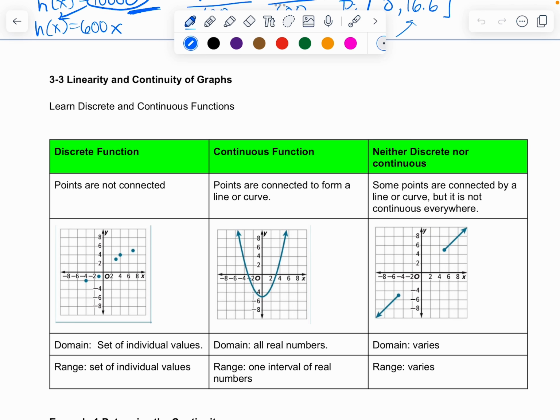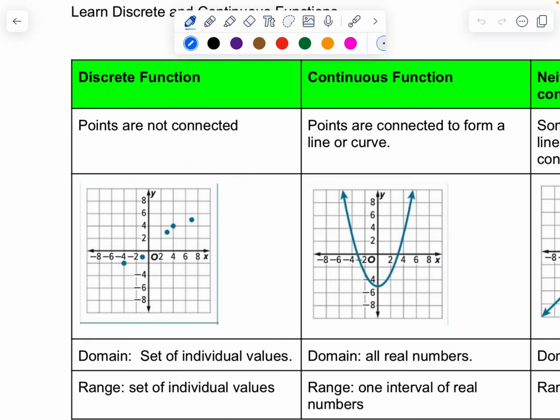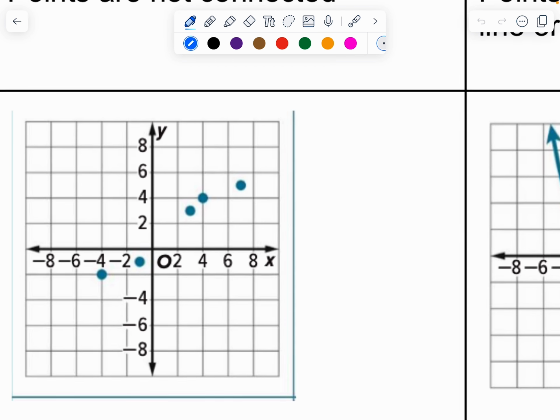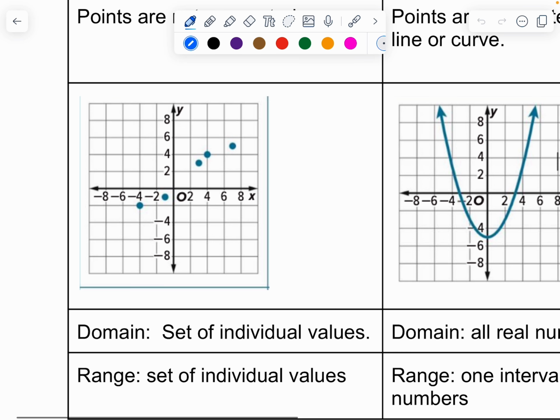So we are doing 3-3, linearity and continuity of graphs. We're going to start here with discrete functions. A discrete function is when the points are not connected to each other. If we look at that, those points are not connected to each other. Domain, set of individual values.